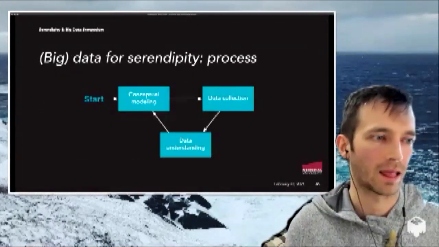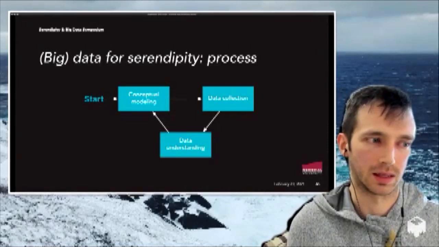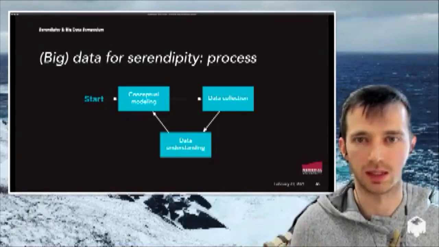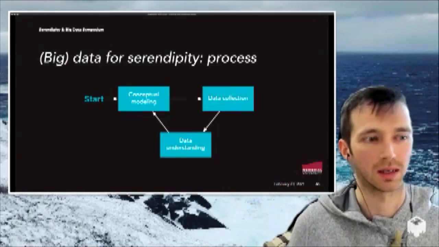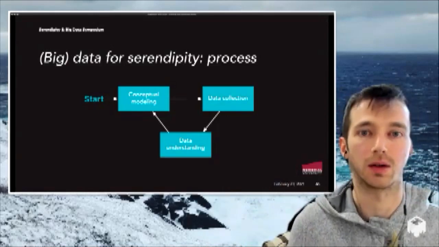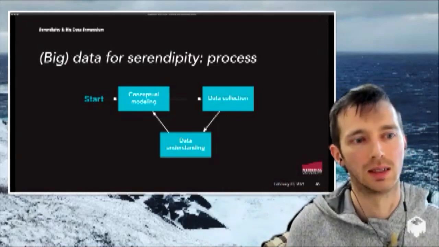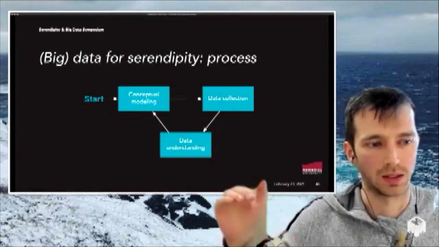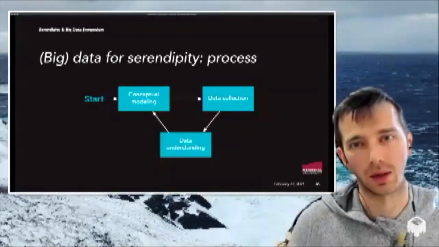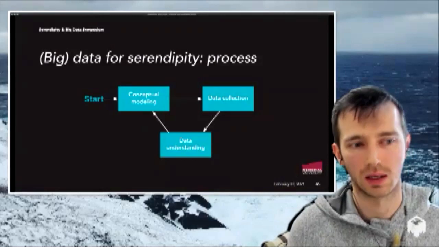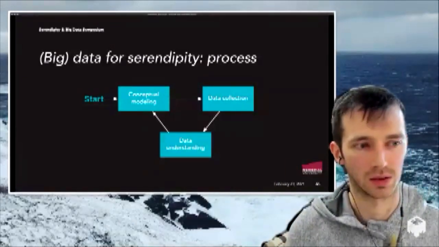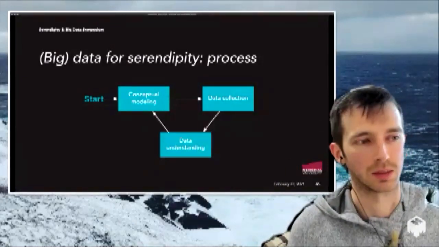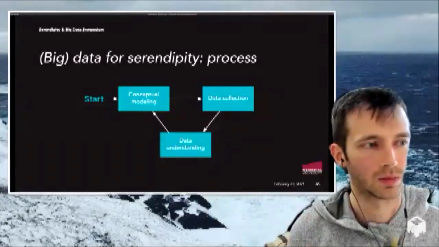So that looks maybe a little bit more like this. At the start, you really need to start by defining your conceptual model, and I'm going to talk a little bit more in a bit about how to do that with serendipity in mind. You then collect data, and you use that to drive data understanding. So I would append this sort of piece to that CRISP-DM process in order to design for serendipity. So this is the process bit.